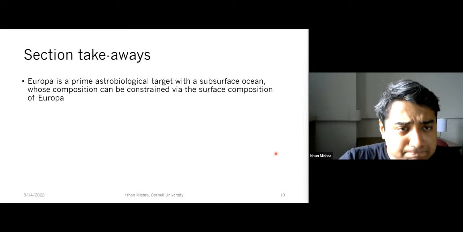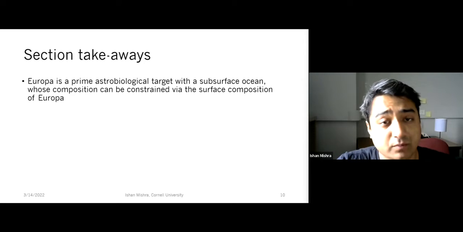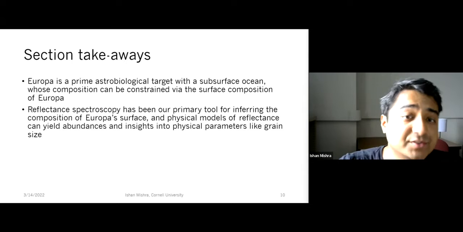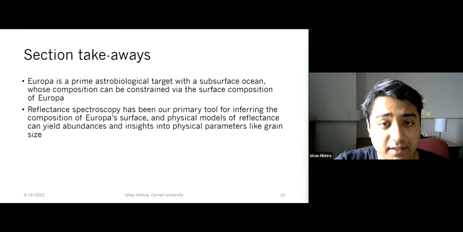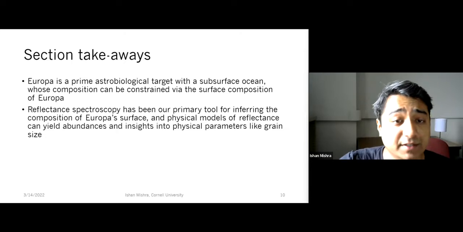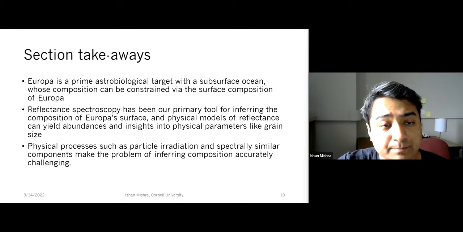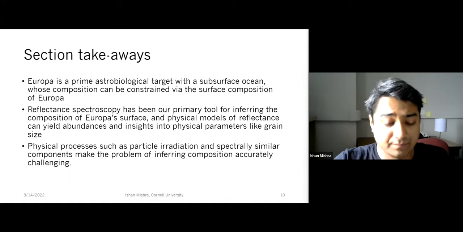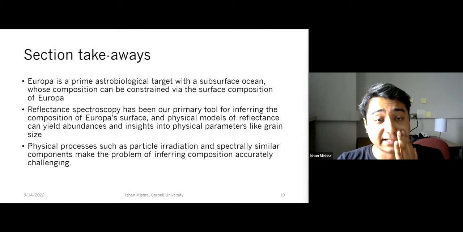So, to summarize the section quickly, Europa is a prime astrobiological target with a subsurface ocean whose composition can be constrained via the surface composition of Europa. Reflectance spectroscopy has been a primary tool for inferring composition of Europa's surface, and physical models of reflectance can yield abundances and insights into physical parameters like grain size. As we just discussed, physical processes such as particle irradiation and spectrally similar components make the problem of inferring composition accurately challenging.